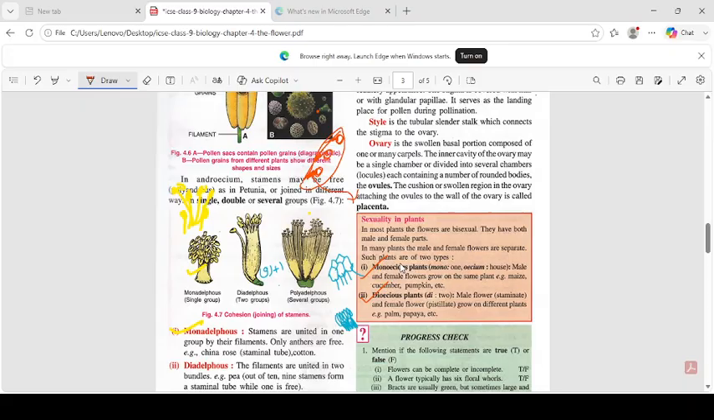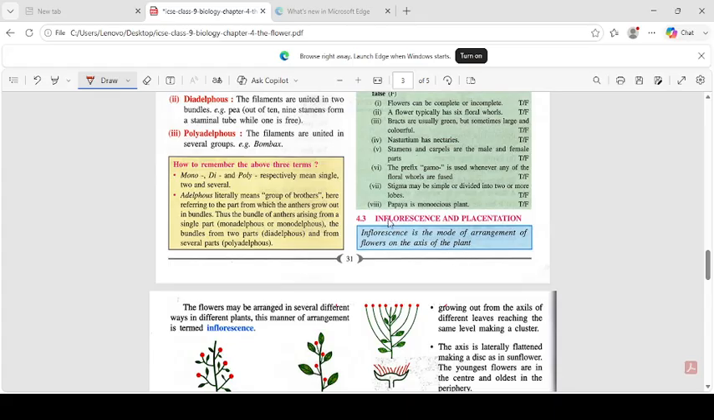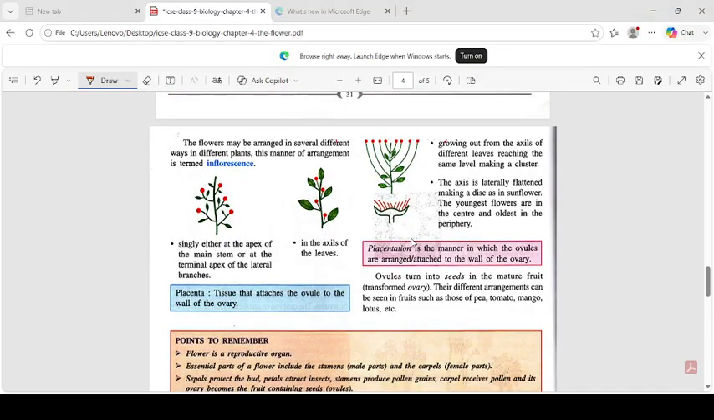So monoecious and dioecious I have already discussed with you all. Next we have inflorescence. This progress check we will do later on. Inflorescence is the pattern of arrangement of flowers on the axis, like how flowers are arranged on the stem. Here 2 types of inflorescence you can see: one is racemose, the other is cymose. In racemose the old flowers are present at the base and new flowers come in the upper region, so the tip keeps on growing. This is called acropetal succession.